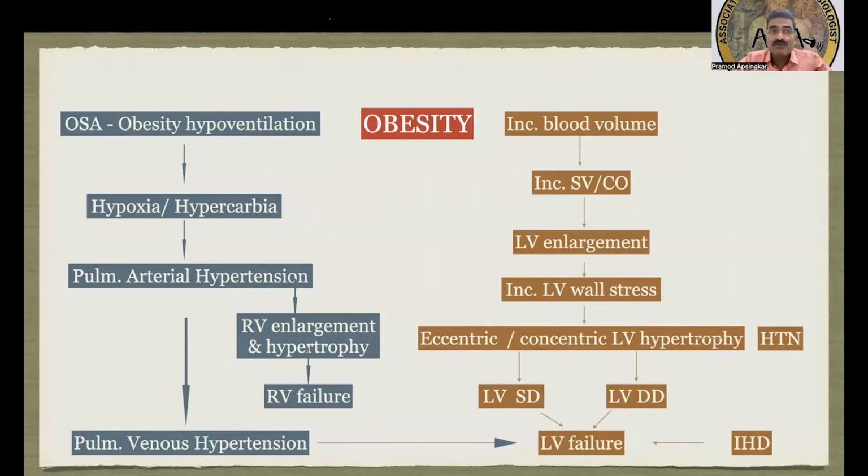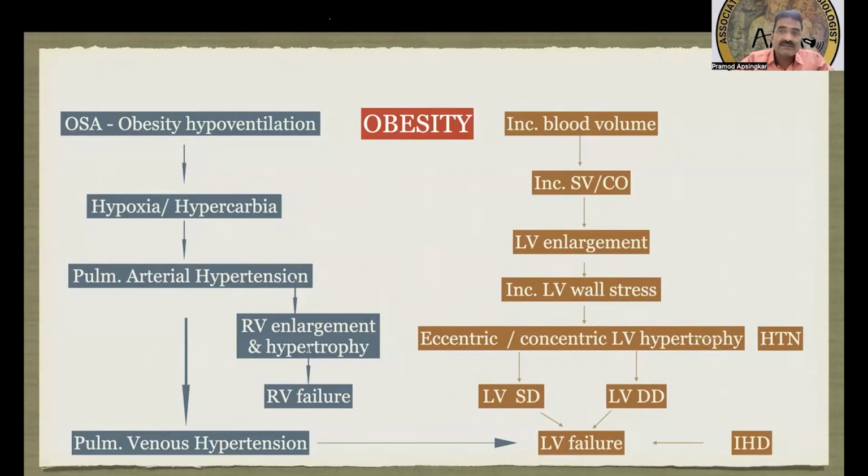Because of the volume load, there is eccentric left ventricular hypertrophy. And because of the pressure overload, there will be concentric left ventricular hypertrophy. And that may lead to left ventricular systolic and diastolic failure. And if on top of that it is associated with hypertension and IHD, as these patients are more prone to IHD, left ventricular failure can happen.